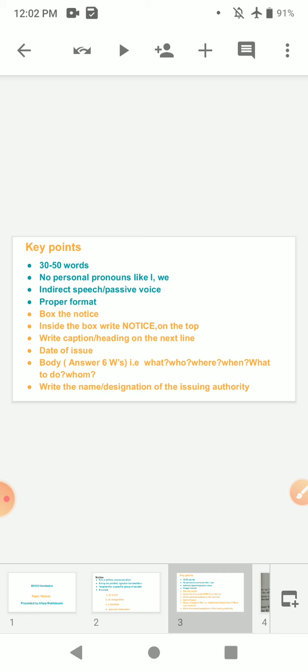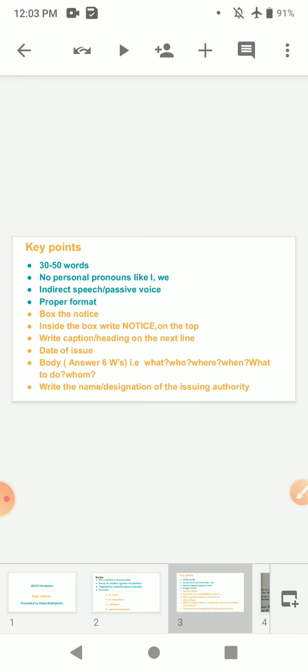Then comes the body. While writing the content of the notice, keep these 6 W's in your mind, which will help you write your notice properly: what, who, where, when, what to do, and whom. So what is basically the notice about? What has already happened or what is going to happen. You will write accordingly.